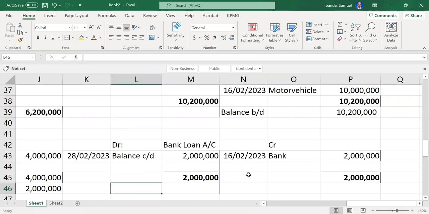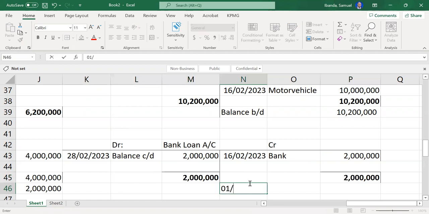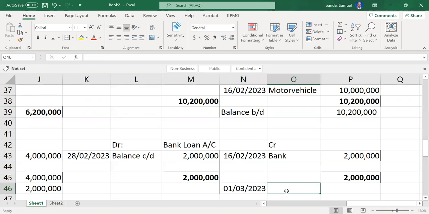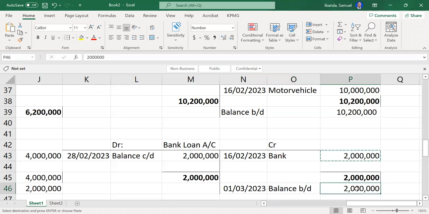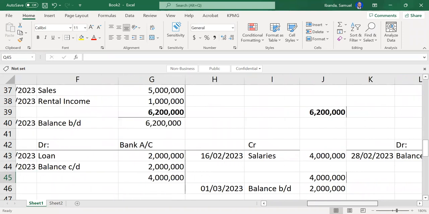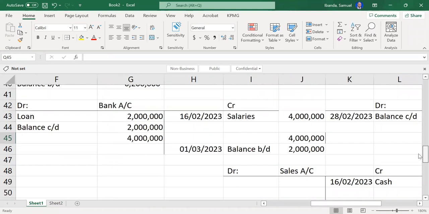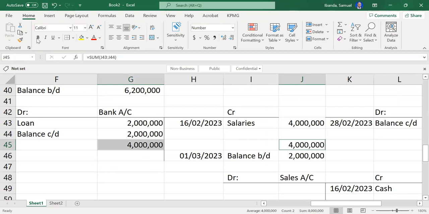And then we will have our balance on 1st of March 2023, balance brought down of 2 million right there. So that's what we are going to basically have in our bank loan. Make this bold.